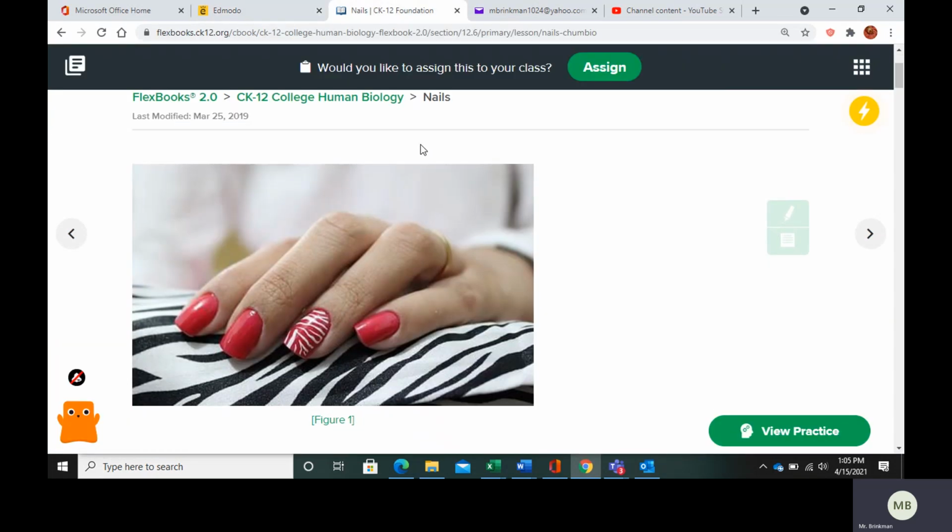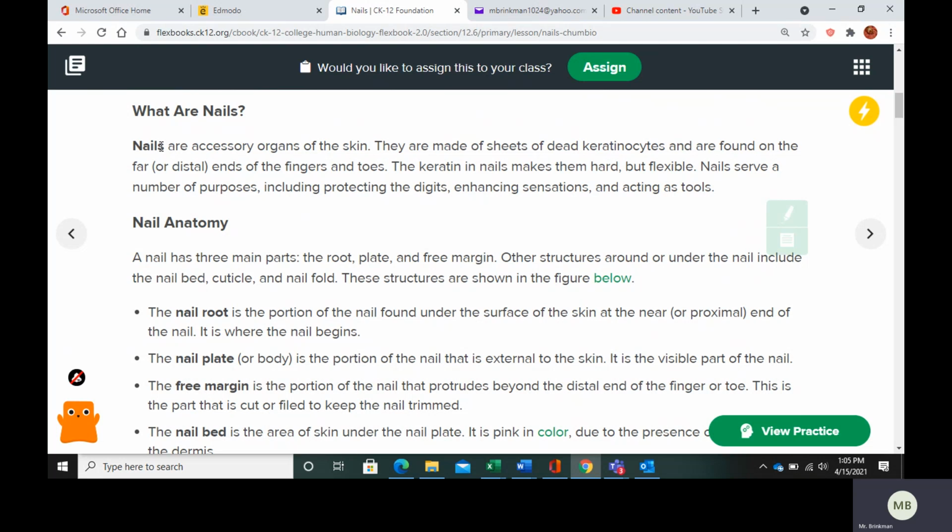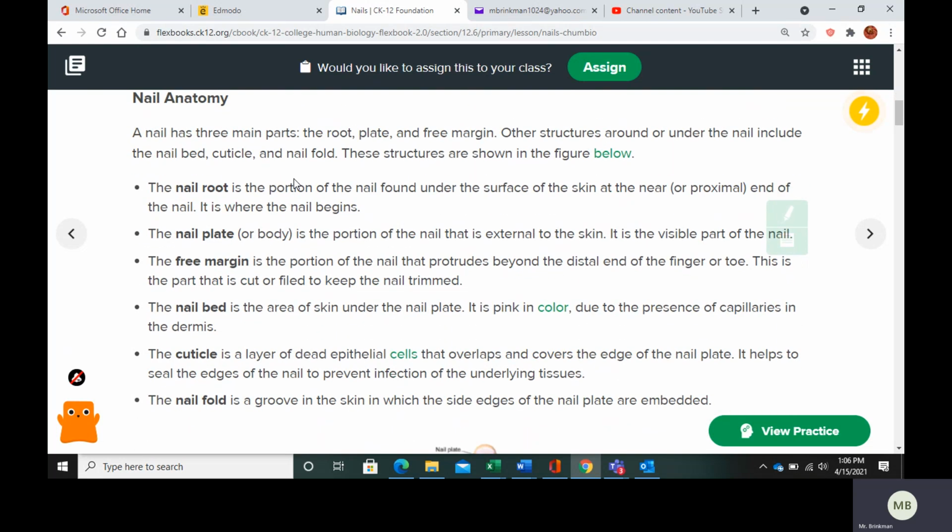So let's take a look at nails. Nails are what are called accessory organs of the skin, which means they kind of help the skin. They're made of dead keratinocytes and are found on the far ends of the fingers and toes. The keratin is going to give them their texture, and nails do a lot of things. So let's look at the anatomy first.